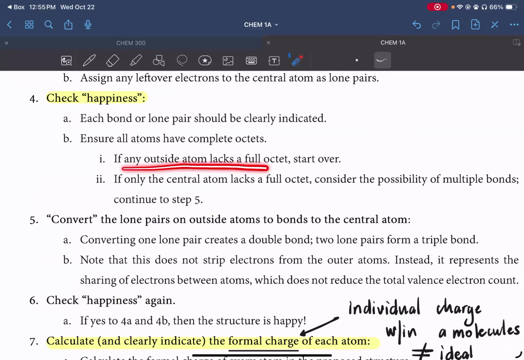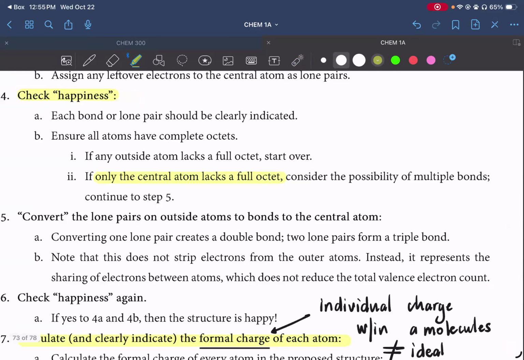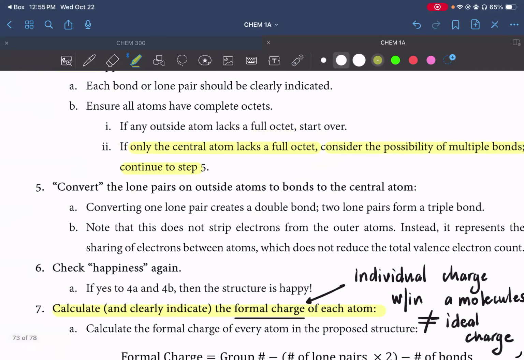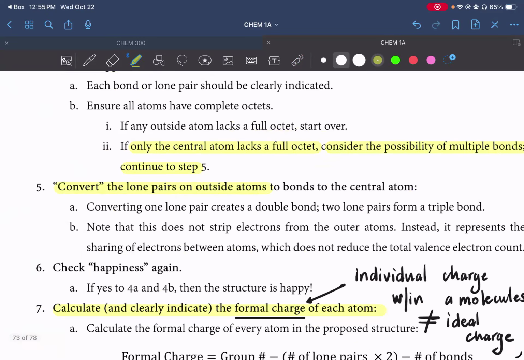If any outside atom lacks a full octet, start over. Clearly, that doesn't apply here. If only the central atom lacks a full octet, consider the possibility of multiple bonds. Continue to step 5. Step 5 says, convert the lone pairs on outside atoms to bonds to the central atom.